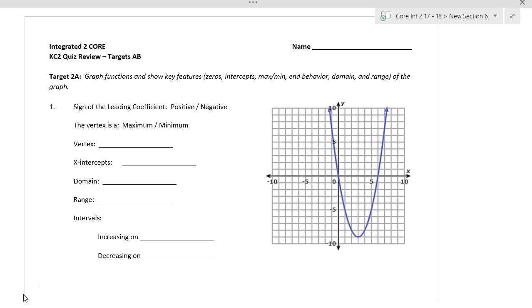Everyone, we are now getting ready for our KC2 quiz over both A and B. Alright, so let's look at number 1. This is when we're looking at all our different properties.